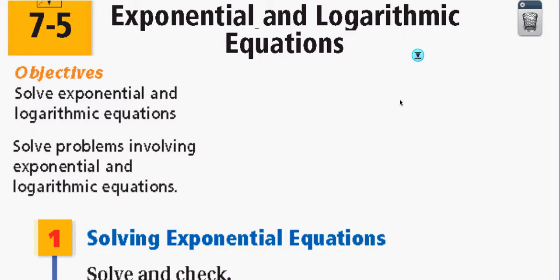The title of section 7-5 is Exponential and Logarithmic Equations. There are two objectives, one to solve exponential and logarithmic equations, and the other is to actually solve problems involving these types of equations. Okay, so here are the two objectives or targets.